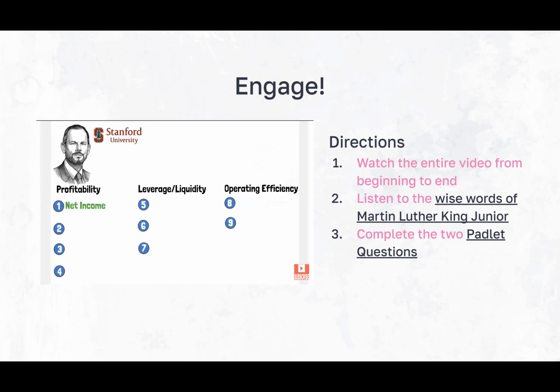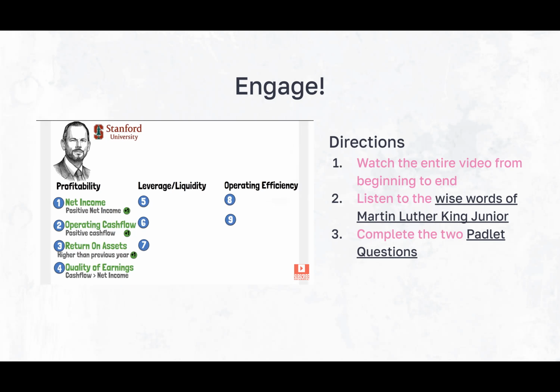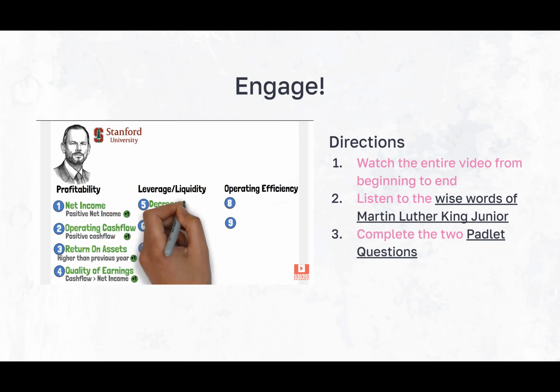First, we have net income. If there is positive net income in the current year, the company gets 1 point. Next, operating cash flow. Positive cash flow is required from operations in the current year. Return on assets. Current return on assets must be higher than the previous year. Quality of earnings. Cash flow from operations must exceed net income. Decrease in leverage. If the ratio of long-term debt is lower than the previous year, we get 1 point. Increase in liquidity. If the current ratio is higher than last year, we get 1 point.